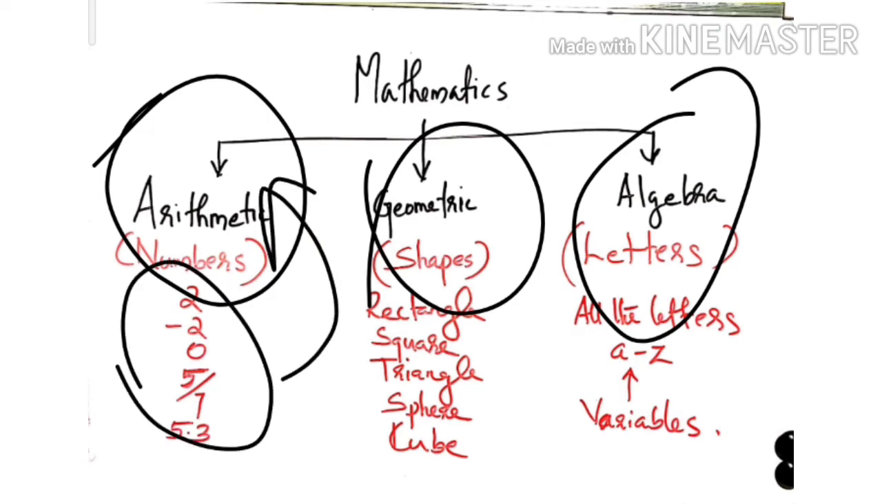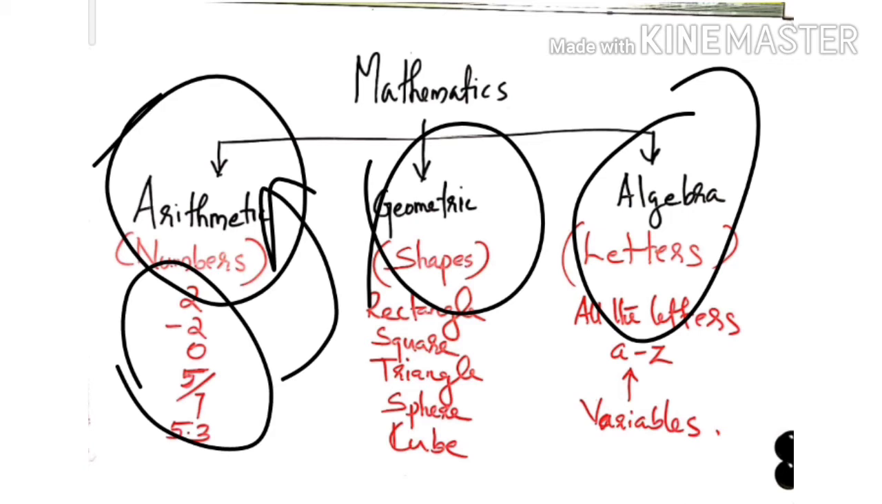Now all the types of shapes, which may be 2D or 3D, two-dimensional or three-dimensional, all these shapes comes under geometric: rectangle, square, triangle, circle, pentagon, hexagon, octagon, these are the 2D shapes, and sphere, cone, frustum, cube, cuboid, these are 3D shapes. All these shapes comes under geometric.